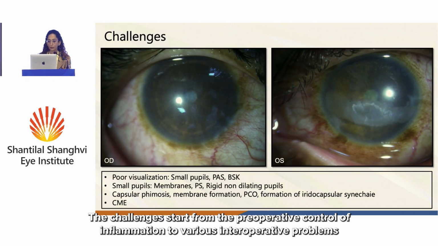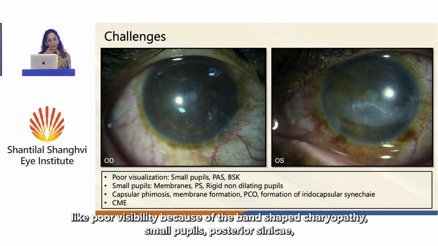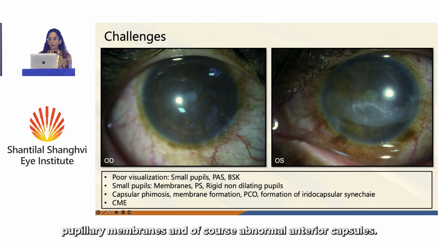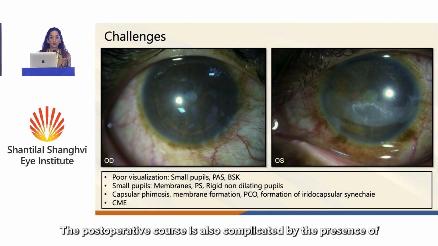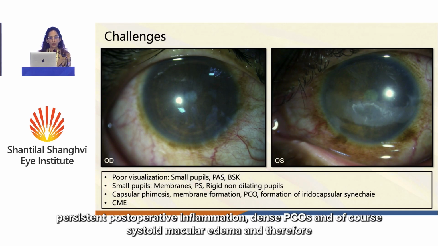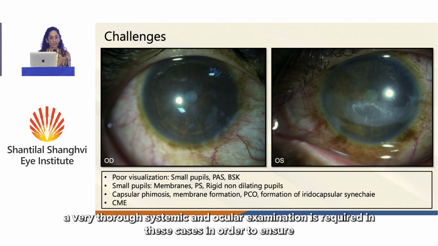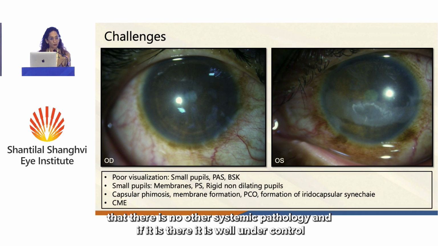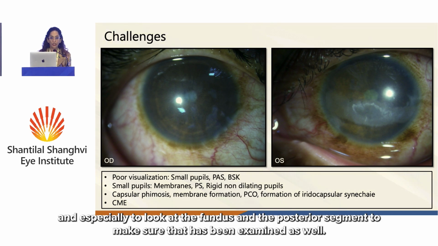The challenges start from the preoperative control of inflammation to various intraoperative problems like poor visibility because of the band-shaped keratopathy, small pupils, posterior synechiae, pupillary membranes, and of course abnormal anterior capsules. The postoperative course is also complicated by the presence of persistent postoperative inflammation, dense PCOs, and of course cystoid macular edema. Therefore a very thorough systemic and ocular examination is required in these cases in order to ensure that there's no other systemic pathology, and if it's there, it's well under control, and especially to look at the fundus and the posterior segment to make sure that has been examined as well.